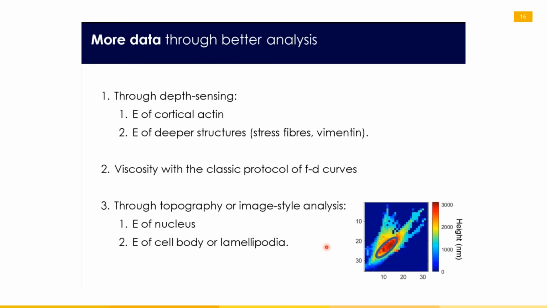So you will get more data through better analysis. The first would be through depth sensing. You can get Young's modulus of the cortical actin and Young's modulus of deeper structures like stress fibers and vimentin. Another data you can get is the viscosity with the classic protocol of force displacement curves. And the third one would be through topography or image-style analysis. You can get the Young's modulus of the nucleus and also the Young's modulus of the cell body or the lamellipodia.